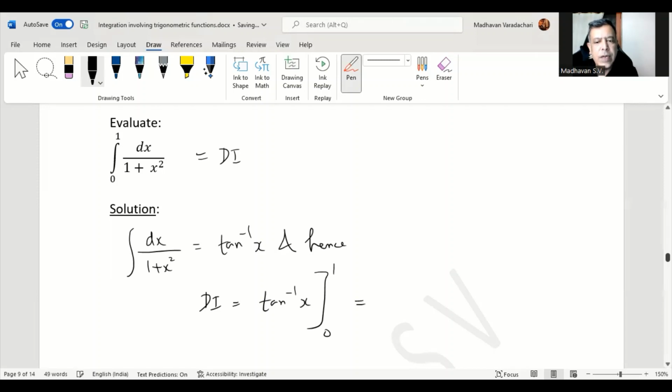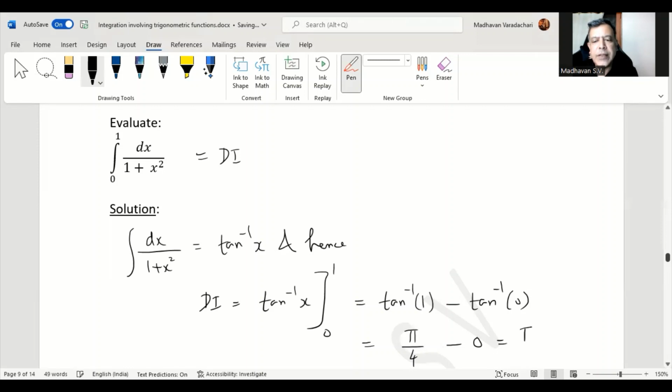Let us substitute that. So the first value will become tan inverse of 1 and then minus tan inverse of 0. Tan inverse of 1 is nothing but 45 degrees. We can write it as pi by 4. Tan inverse of 0 is nothing but 0.